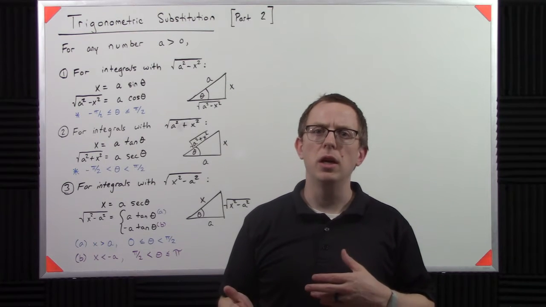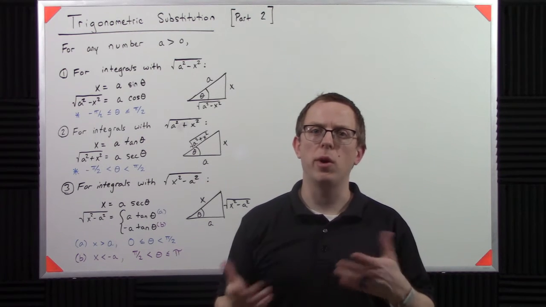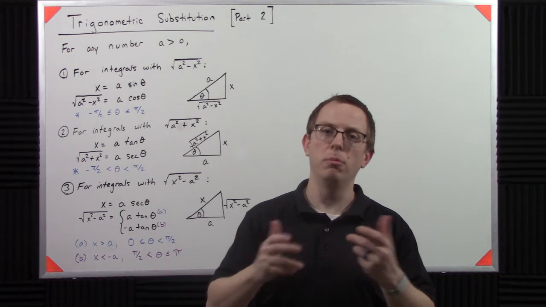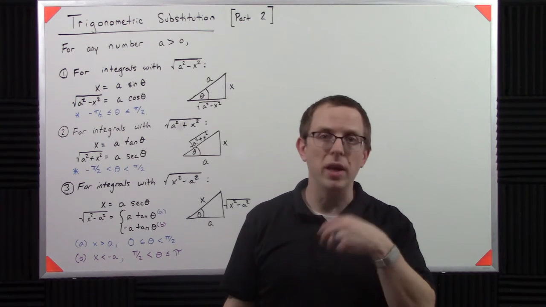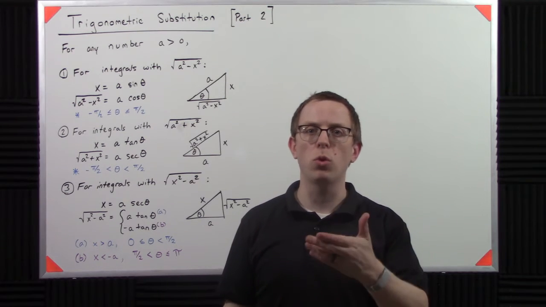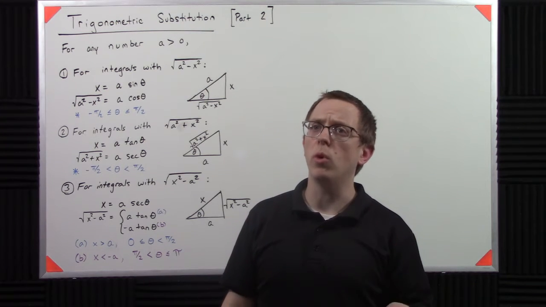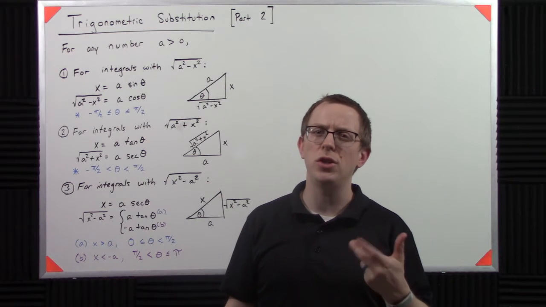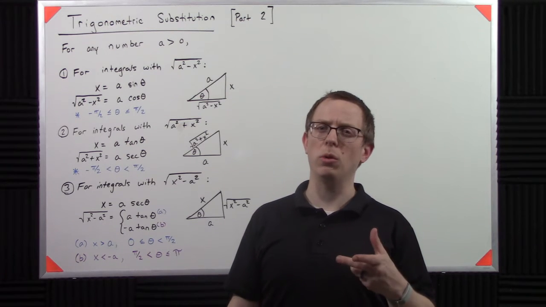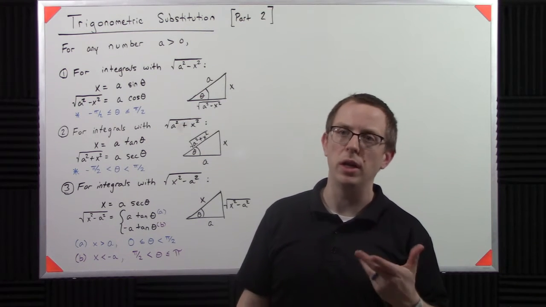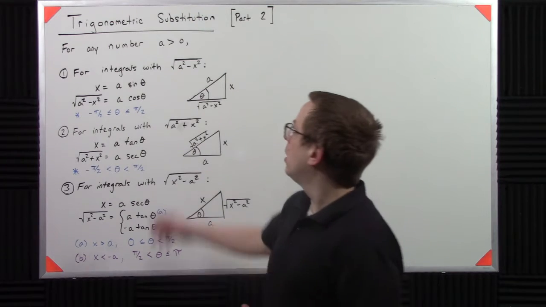Right, so that could be like if you had like 9 minus x squared. That's technically 3 squared minus x squared. Or if you had like 16 minus x squared, that's 4 squared minus x squared. But you might also have like 21 minus x squared. So in that case, your a has to be like the square root of 21, which is kind of ugly, but it's just par for the course.